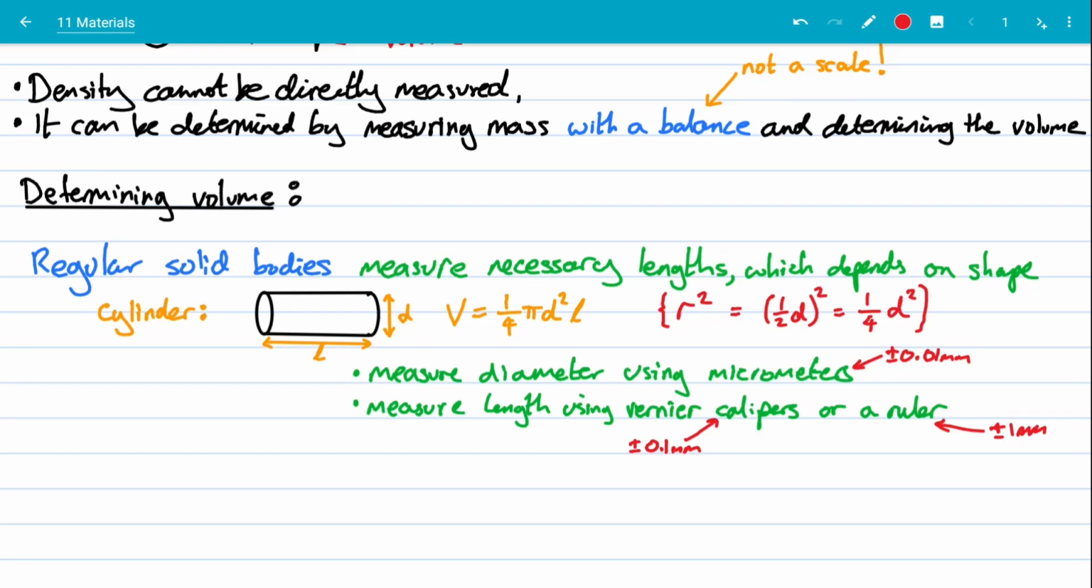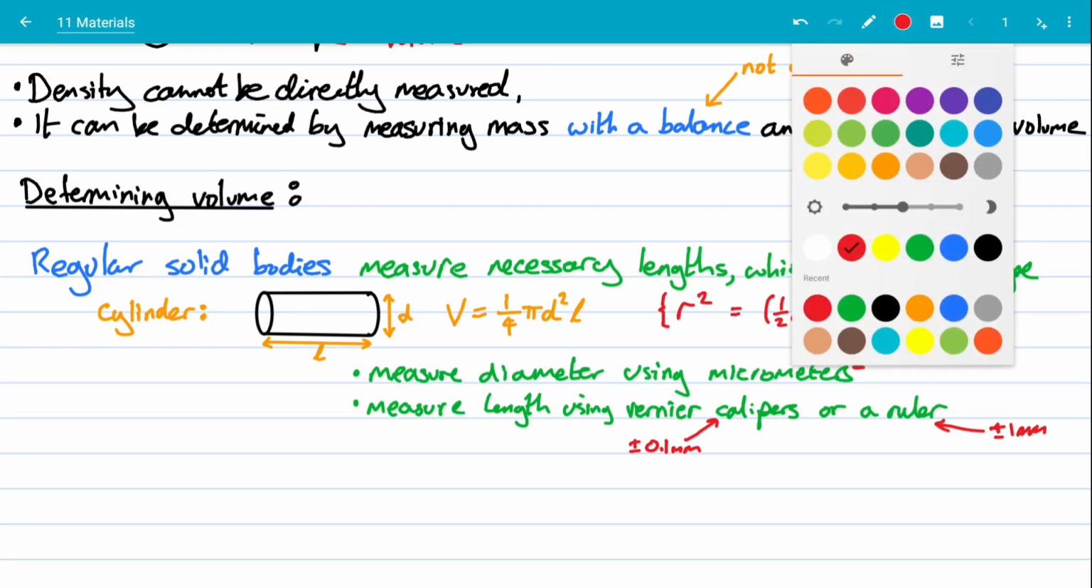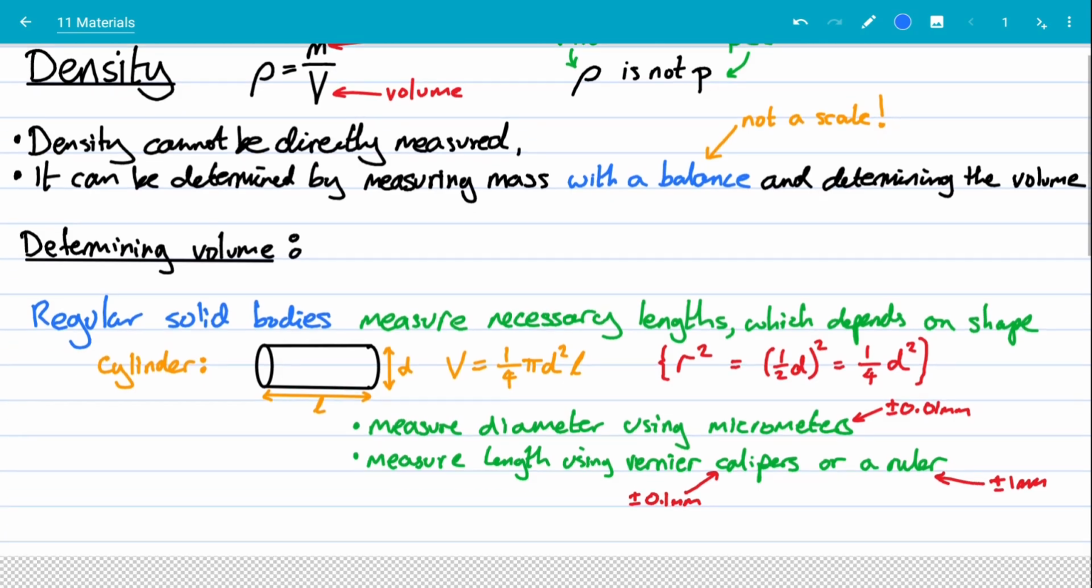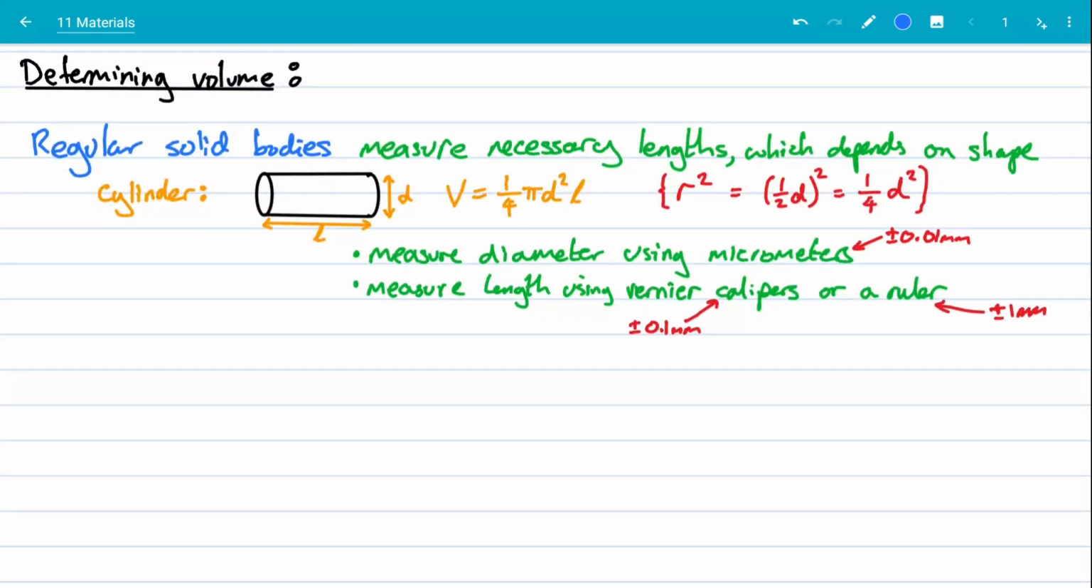So that's how we determine the volume. We calculate the volume, we measure various lengths, and that's how we determine the volume, which we then plug into our equation to determine the density. What about liquids and gases? In fact, let's start with liquids, because I suppose actually there are 4 things I could write here.